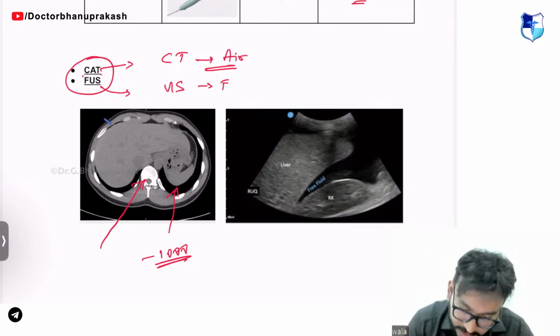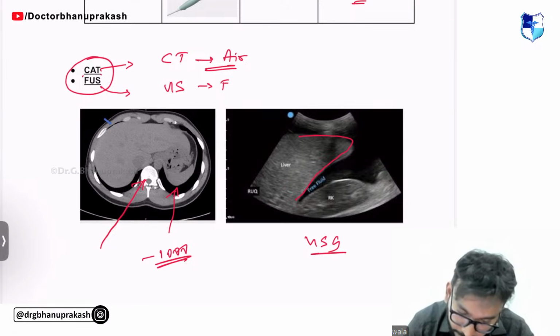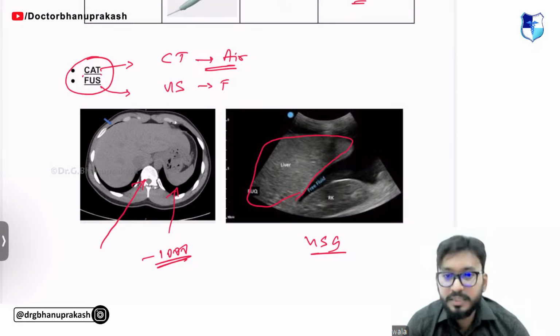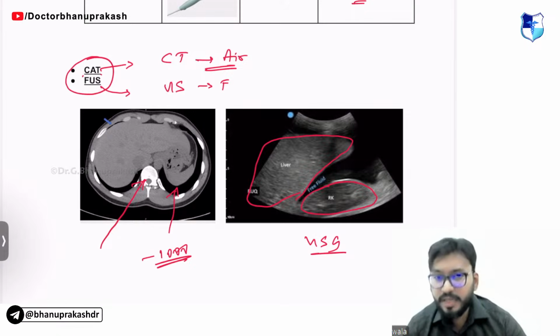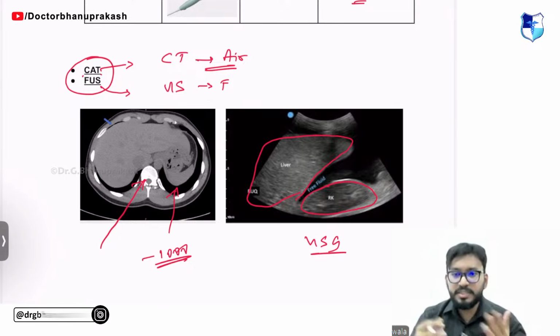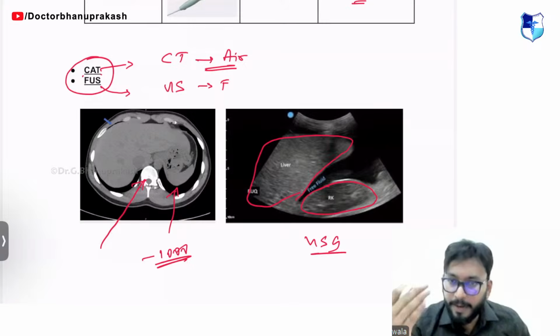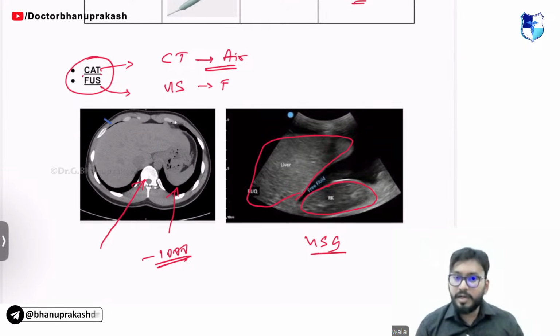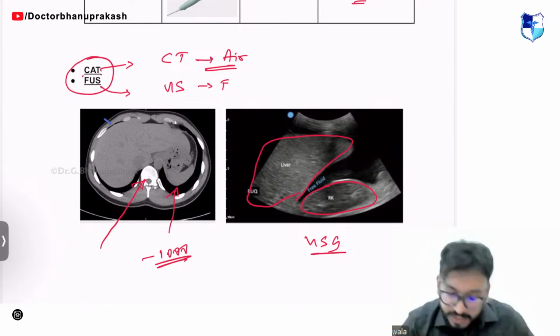Now on the other side, this is a USG, guys. Look at this. This is the liver and this is your kidney. Liver is on the right side, obviously. So this is the right hepatorenal pouch, kidney and liver, hepatorenal, also known as the Morrison's pouch. So we look for fluid here.